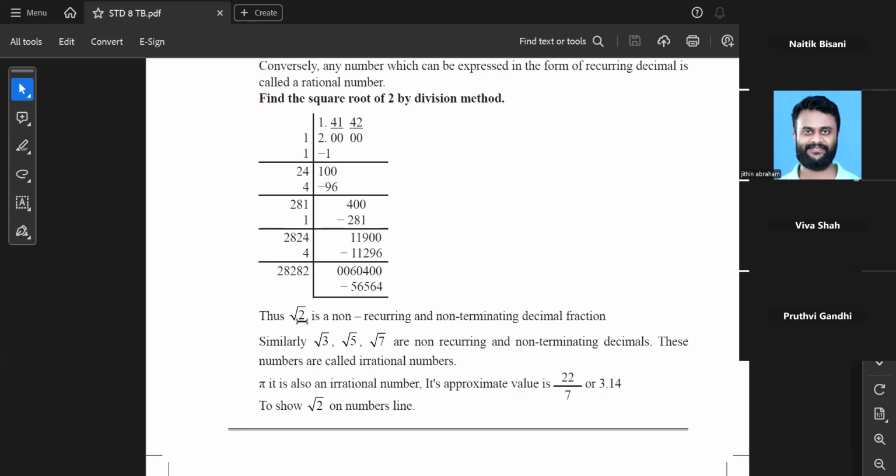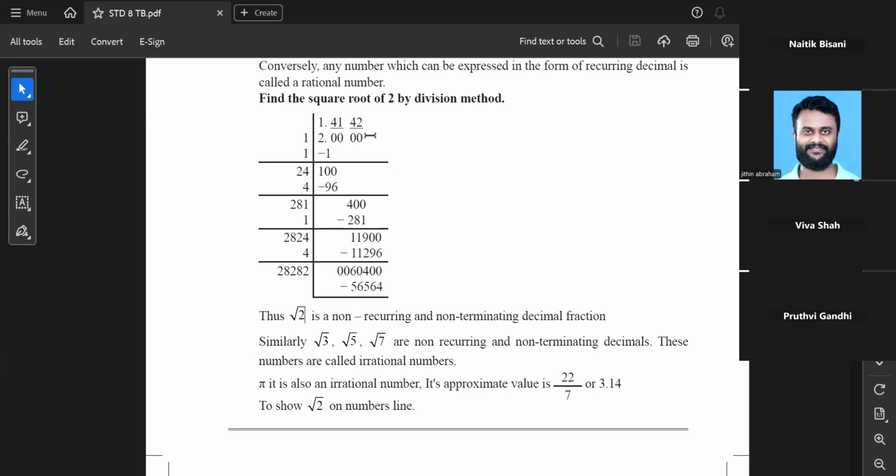Thus, ultimately, when we found the answer was like 1.4142. Thus, root 2 is a non-recurring and non-terminating decimal fraction. Similarly, root 3, root 5, root 7 are non-recurring and non-terminating. So, non-recurring, matlab, this is not recurring. So, as a 4-1 आया, then 4-2 आया. So, it's not repeating. अगर 4-1, 4-1, 4-1, 4-1 repeat होता, या फिर after 4, if 1-1-1-1-1-1, they were repeating. So then we would have called it as recurring.